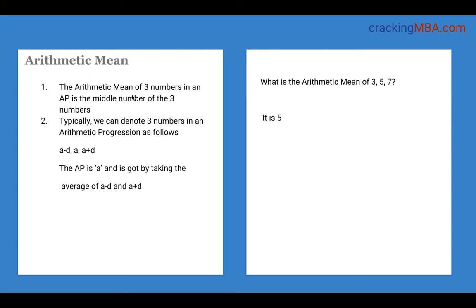Now, what is an arithmetic mean? So arithmetic mean is nothing but, if we denote three numbers by a minus d, a and a plus d, the arithmetic mean is nothing but the average of those three numbers, and can be typically got by calculating the average of a minus d and a plus d. So typically it is a. Okay, so if you look at an example, what is the arithmetic mean of 3, 5, 7? It is nothing but 5.